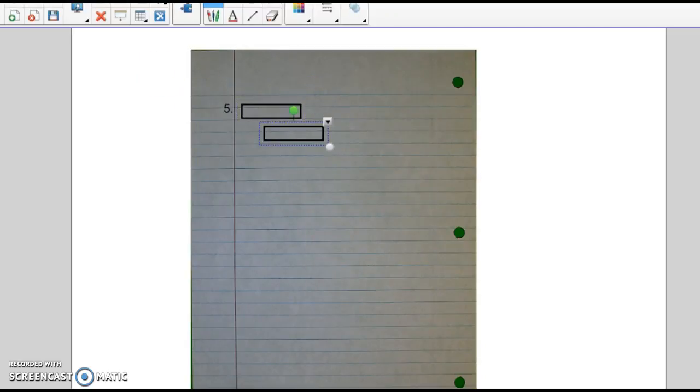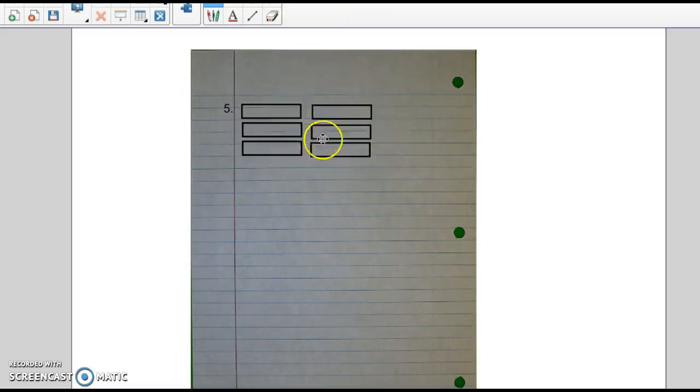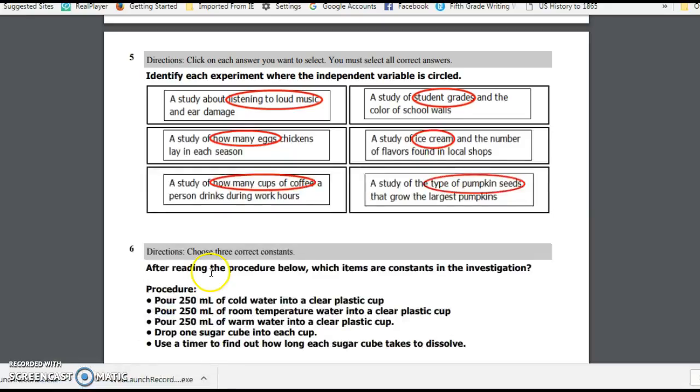Okay, I'm going to pause this while I draw. Okay, so your loose leaf should look like this. It should have the 6 boxes. You don't have to write in all the words right now. Okay.